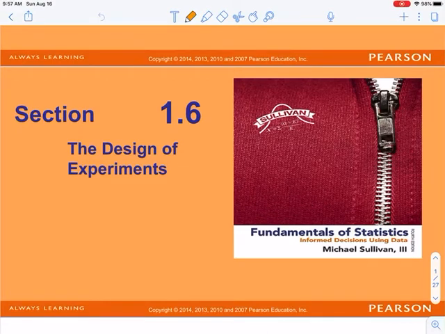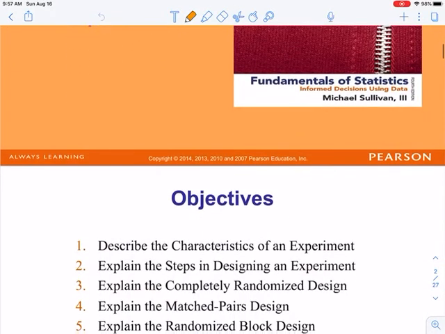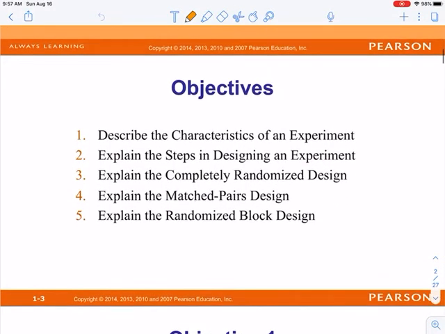Section 1 and 6 is about the design of experiments. So we're going to have 5 different objectives for today. First, we're going to describe the characteristics of an experiment. Then we're going to explain the steps in designing an experiment.